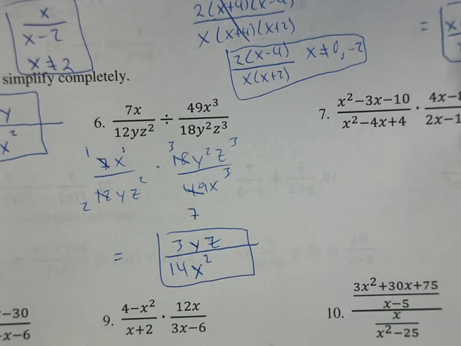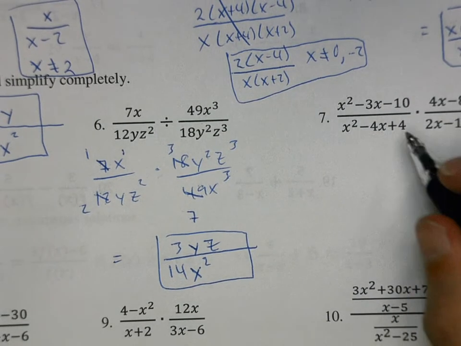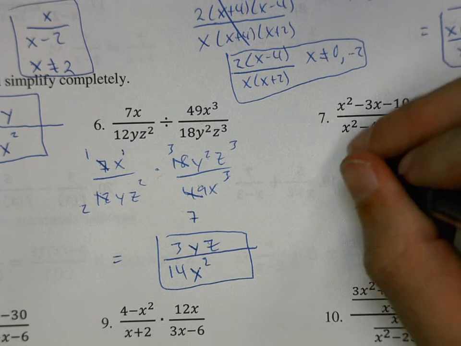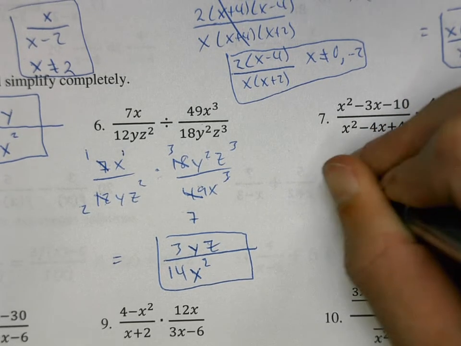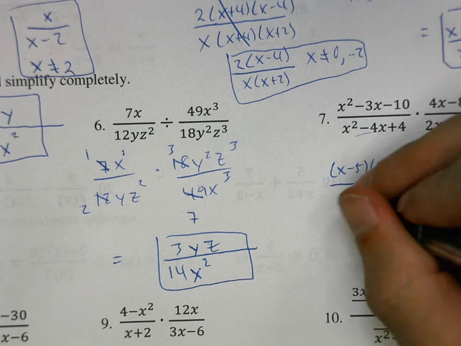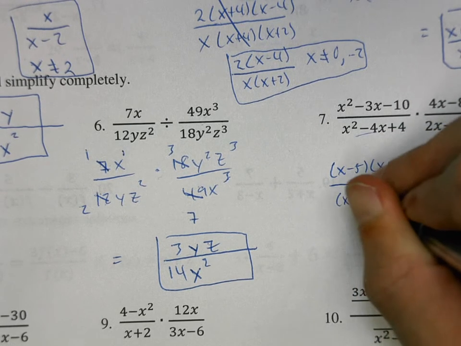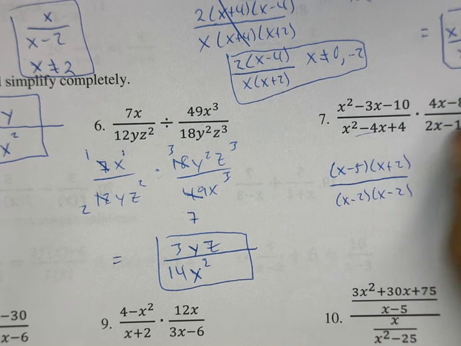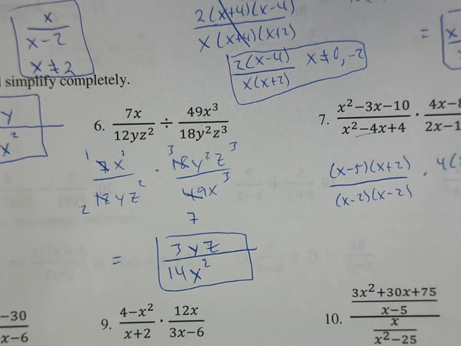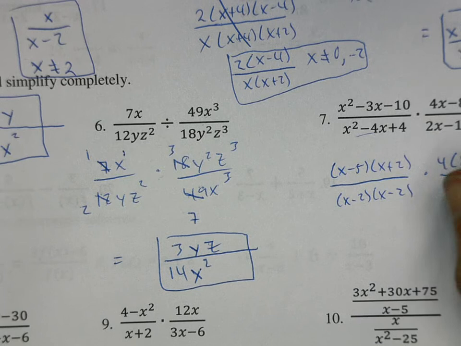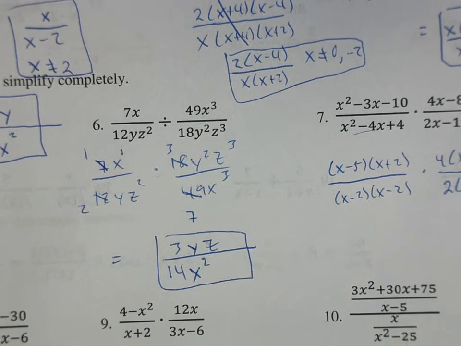For number 7, we got to factor everything. So two numbers that multiply to negative 10 but add to negative 3. That's x minus 5, x plus 2. This factors to be x minus 2, x minus 2. 4 out in front times x minus 2. We pull out the GCF. And the GCF of 2 and 10 is 2. So 2 times x minus 5.